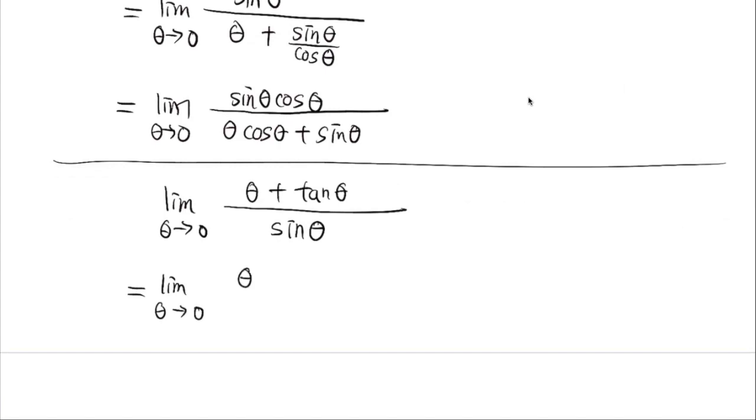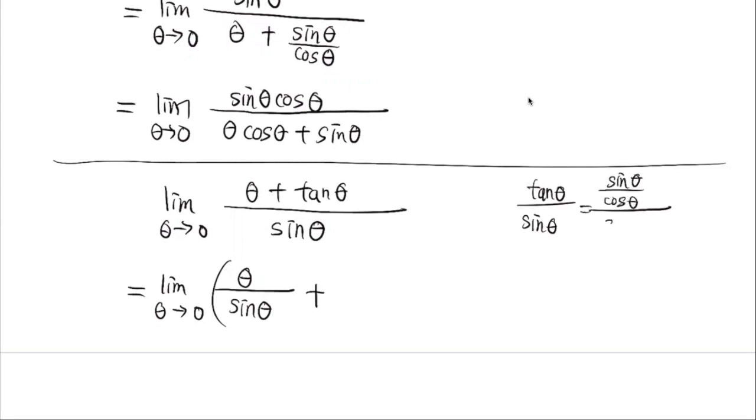So I can break it this way: theta over sin theta, right? And then this one here, tangent theta over sin theta. Tangent is sine over cosine. And now divide by sin theta. So that will be just 1 over cosine theta. Divide out, right? So it's 1 over cosine theta. So plus 1 over cosine theta.